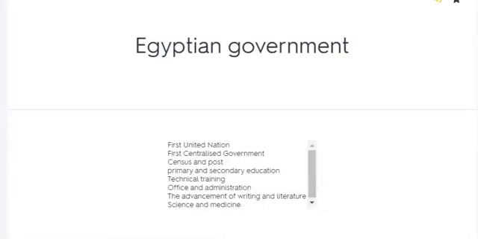Egyptian government. First United Nations, first centralized government, census, and post-primary and secondary education, technical training, office and administration, the advancement of writing and literature, science and medicine.